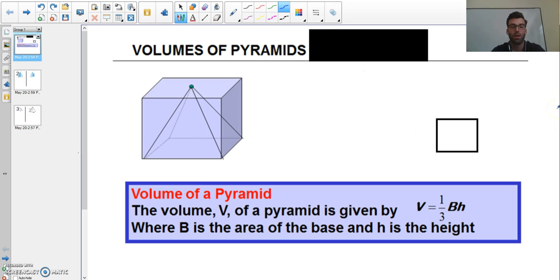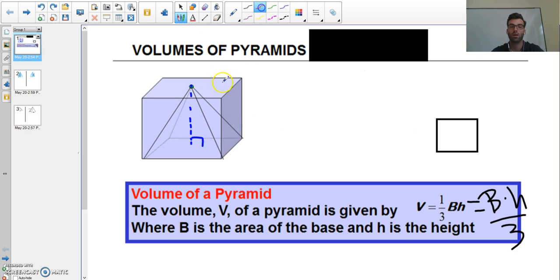When I write this, I'm going to call it B times H over 3. That's easier again. The B is the area of your base, that's why it's capitalized. H is your height. Now here's the deal with the height of a pyramid. The height of a pyramid drops down from its vertex and is perpendicular to the base.